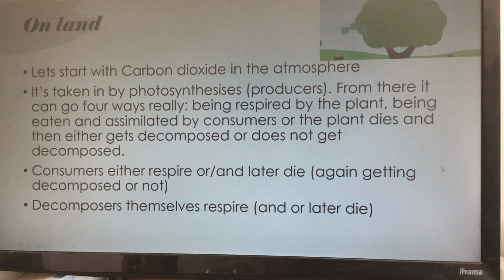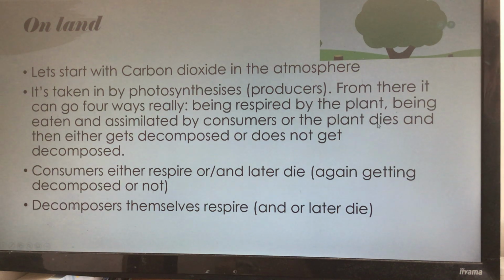Right, on land, we're starting with carbon dioxide. We can start anywhere, but generally we start with the carbon dioxide in the atmosphere. It's taken in by photosynthesis, and then it can theoretically go in 4 different ways. The plant itself can respire its own produced carbon compounds and release carbon dioxide back into the atmosphere. It can be eaten and assimilated by a consumer, so whatever bird, rabbit, or primary consumer herbivore is eating the plant material is taking in those carbon compounds, assimilating them into its own organism.